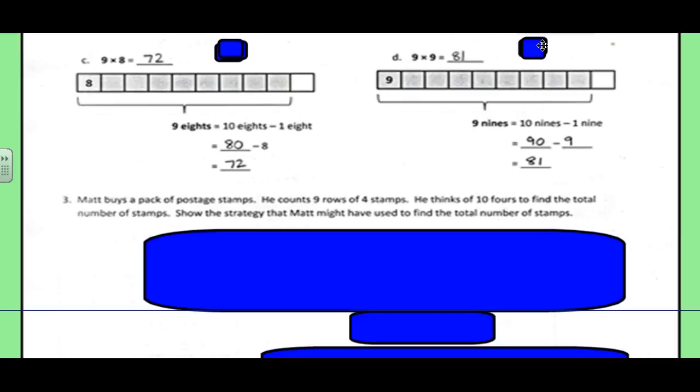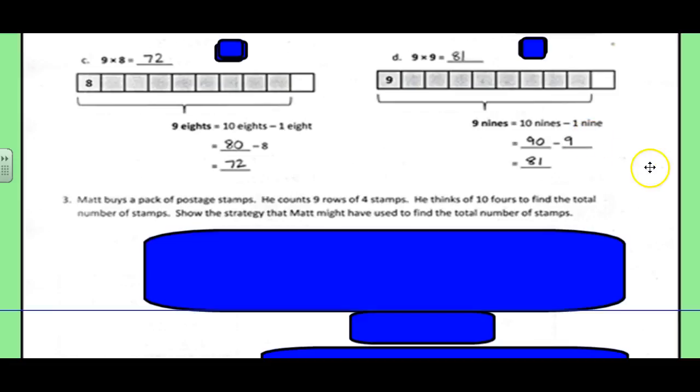So, if he counts 9 rows of 4 stamps, you need to be thinking in your mind right now that that is the same thing as 9 times 4, because I'm picturing an array, because it said the name rows, and each row had 4 stamps in it. So that's 9 times 4, and he's thinking of 10 fours. So he's using the strategy that we just worked on, which is changing our 9s into 10s.